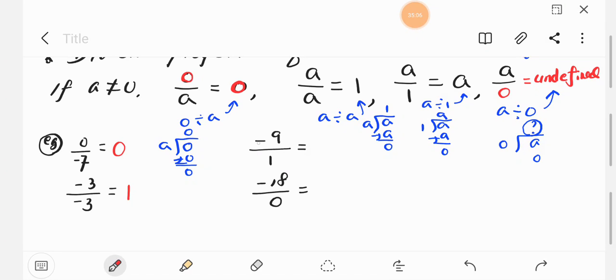Okay, next example, negative 9 divided by 1. A number divided by 1, then the result is the same number, negative 9. The last one, you are dividing a number by 0, then the result is what? Undefined. This is really important, undefined.